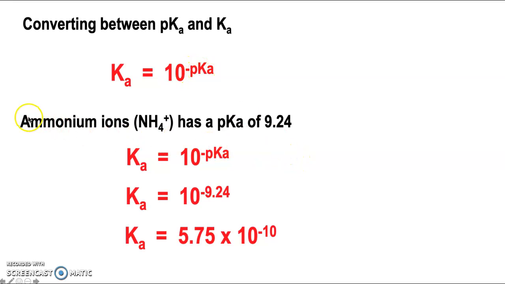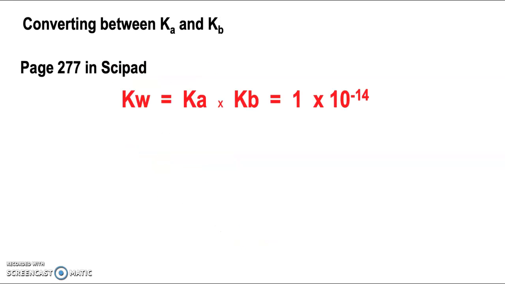So if you've got this example here where you've got ammonium ions with a pKa value of 9.24, to find their Ka value, you use your calculator and use the inverse log and go negative 9.24. And your calculator will give you this value, which is 5.75 times 10 to the negative 10. Remember, Ka does not have units.